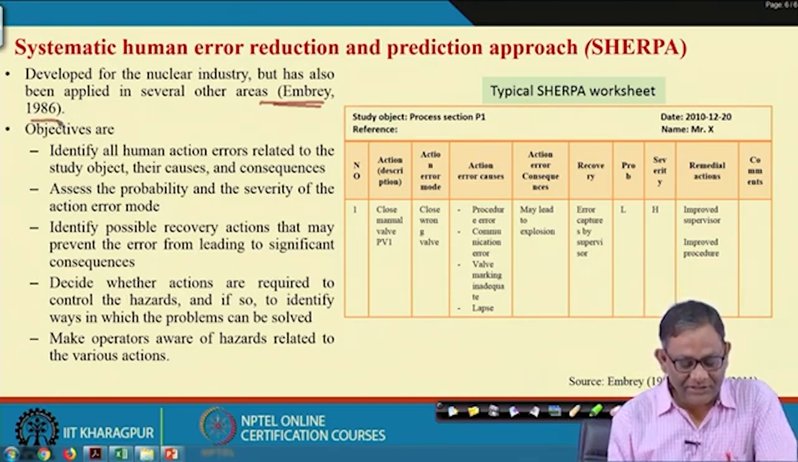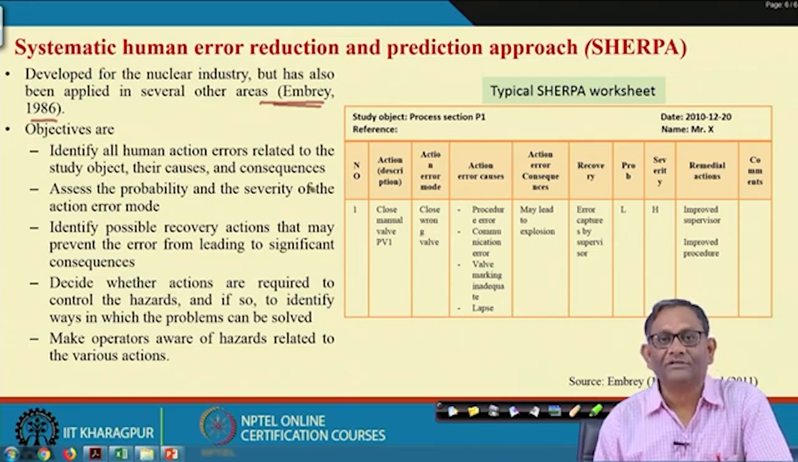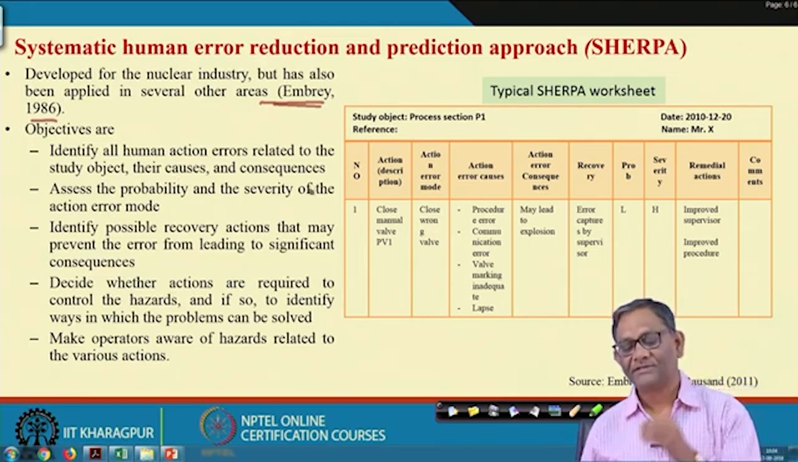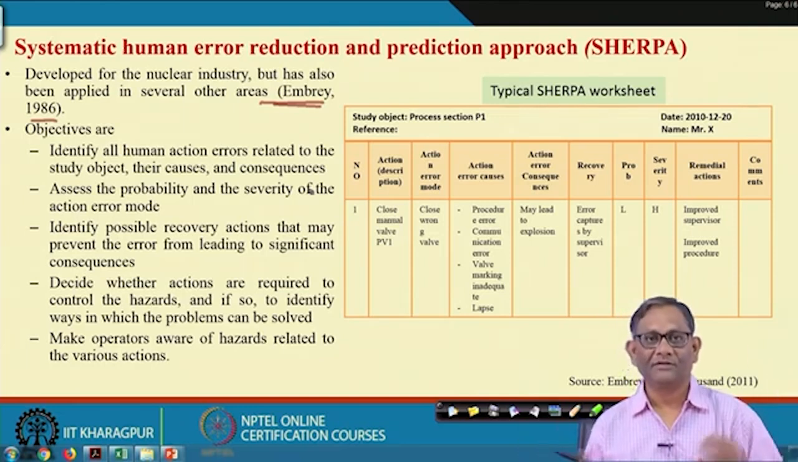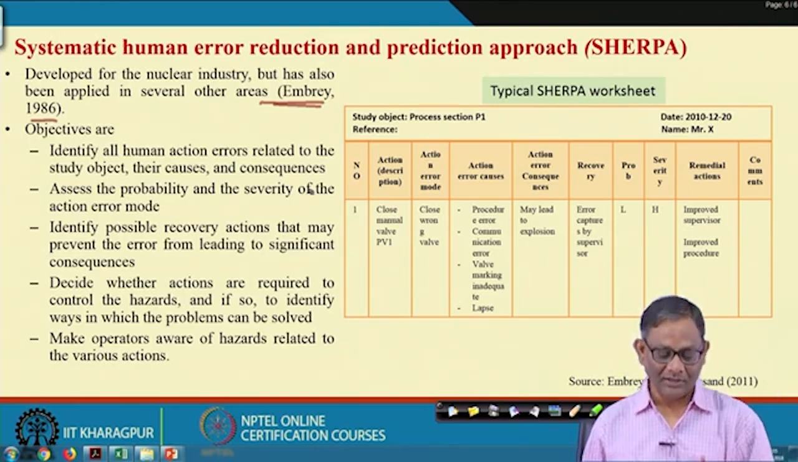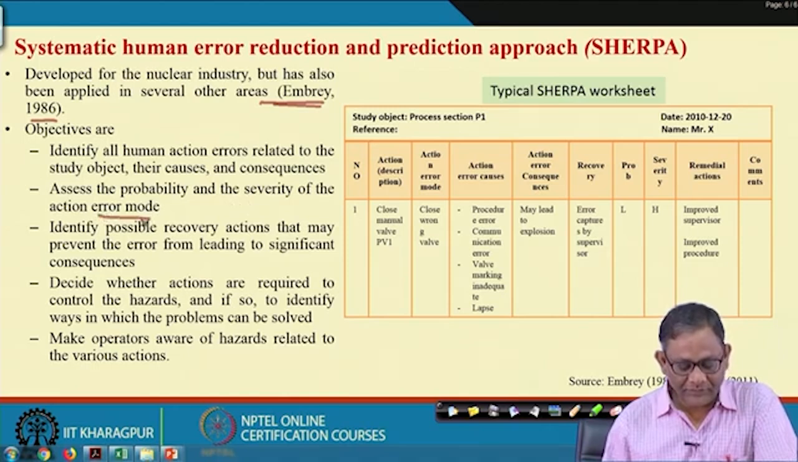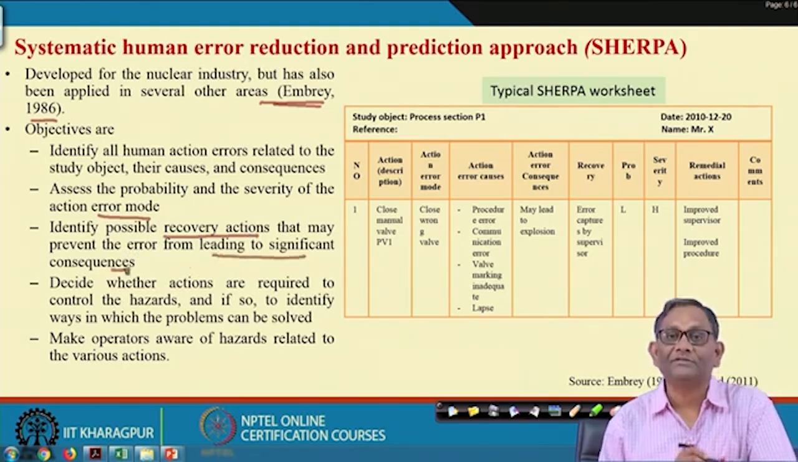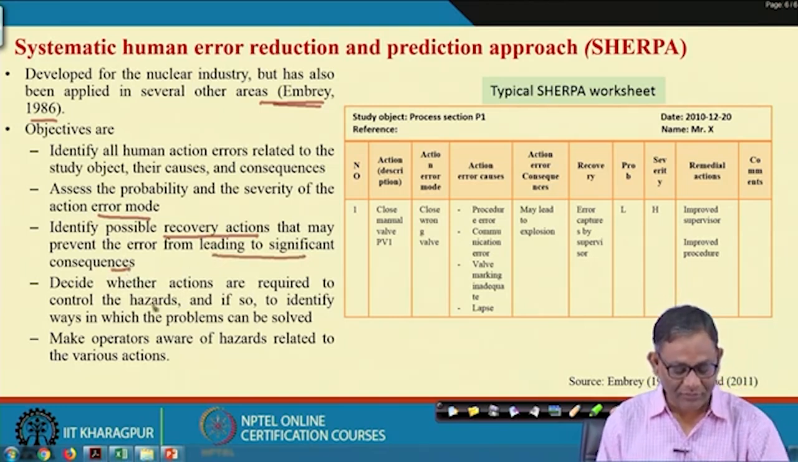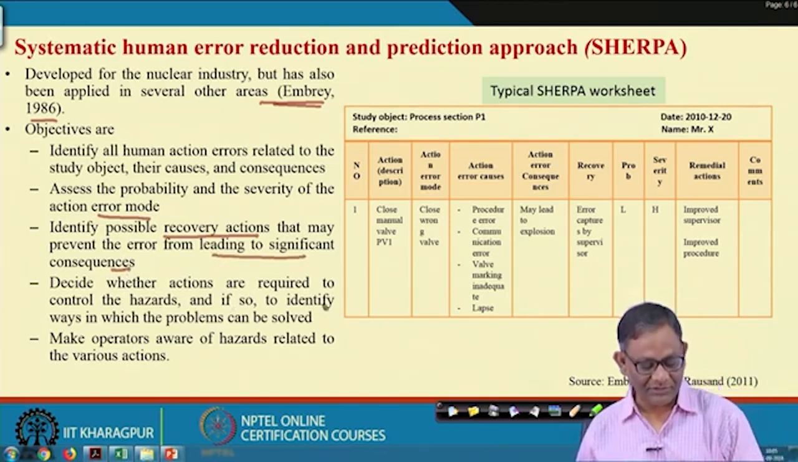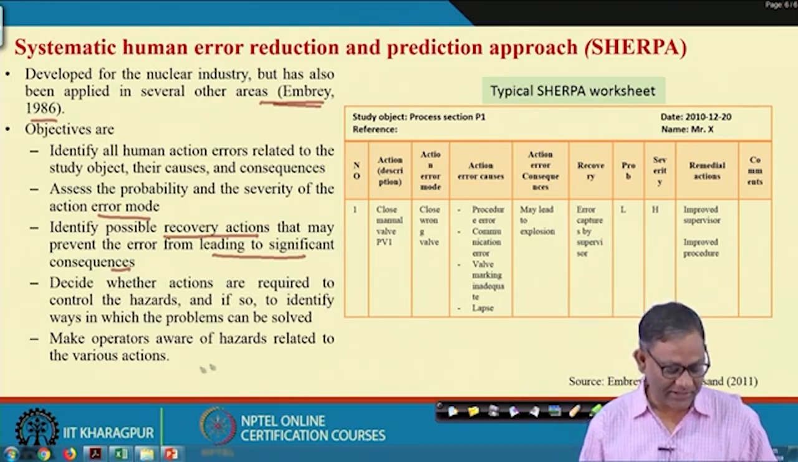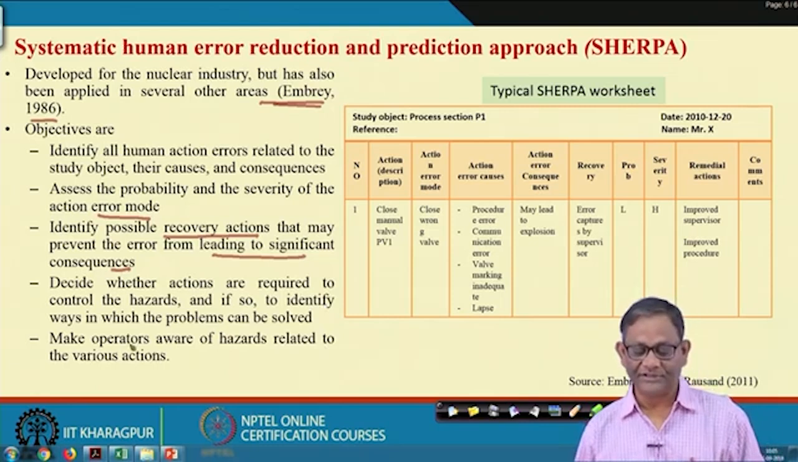What are the objectives? Identify all human errors, action errors related to the study object, their causes and consequences. That means SHERPA has given some error types, in terms of what happens during execution of the task. Assess the probability and severity of the error, identify possible recovery actions that may prevent the error from leading to significant consequences, decide whether actions are required to control the hazards, and if so, identify ways in which the problem can be solved. Make operators aware of the hazards related to various actions. So, these are the objectives.